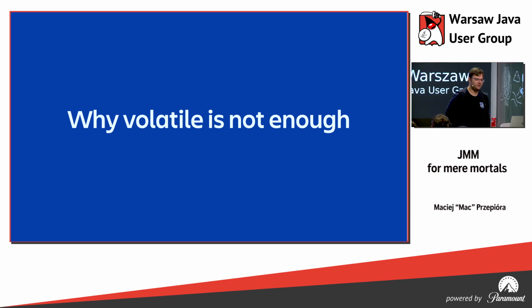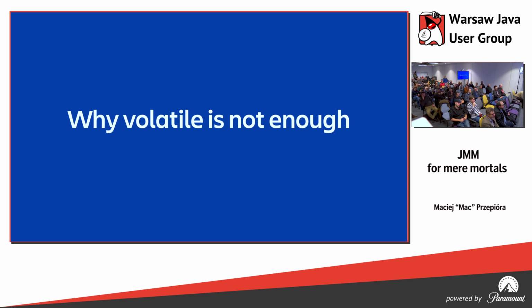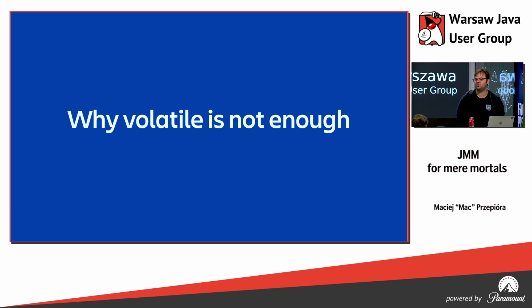So basically, volatile. And why would we need volatile? Because we have coherent caches. It is about synchronizing. Yeah, that's the side effect. But why do we need volatile if caches are coherent?